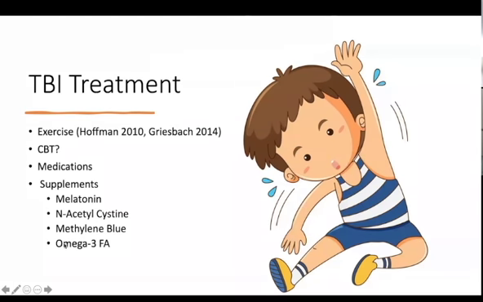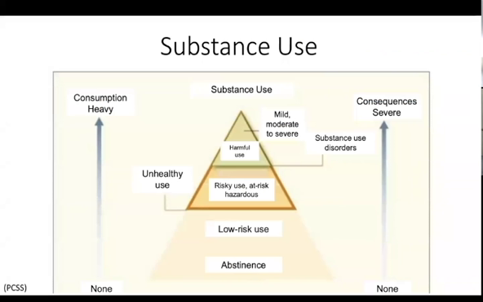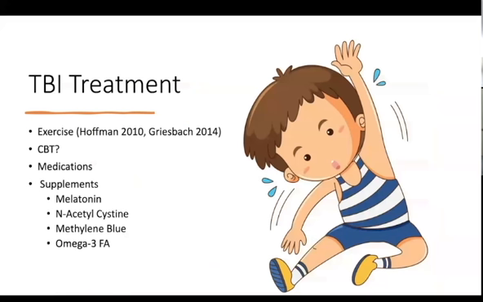There's some experimental treatments like supplements like melatonin and acetylcysteine, methylene blue, omega-3 that have some evidence behind them. But there's not a lot of robust evidence. And honestly, this area hasn't been studied very well. So definitely a lot more research needs to be done, since 1% of the United States population suffers from this. So that's traumatic brain injury.